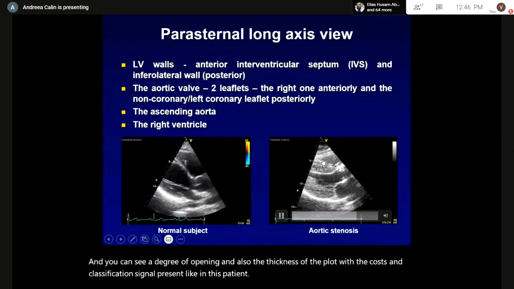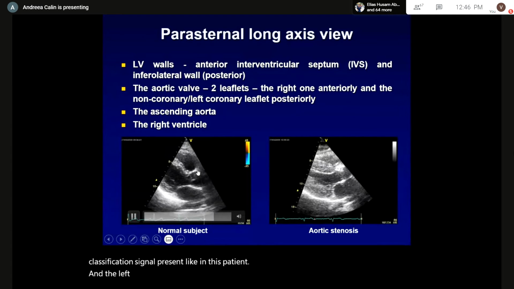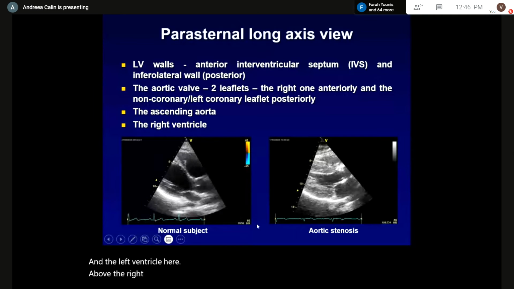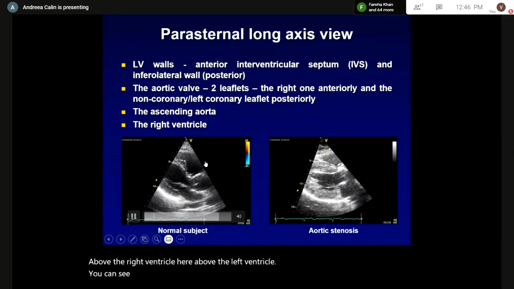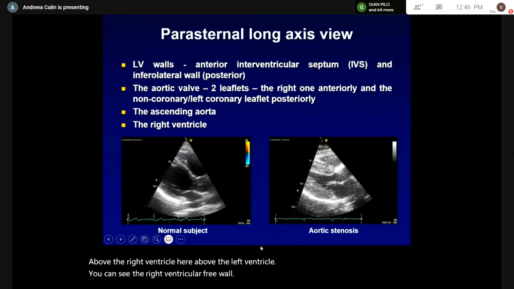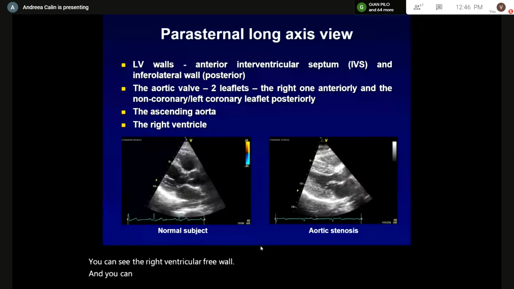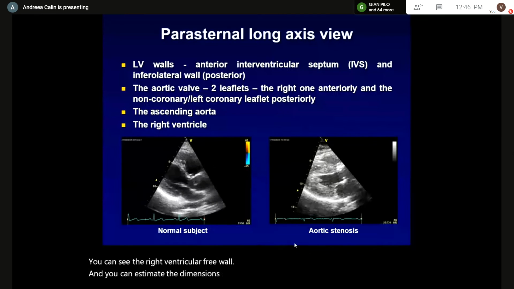And the left ventricle here, above the right ventricle here, above the left ventricle. You can see the right ventricular free wall, and you can estimate the dimensions of the right ventricular outflow tract.